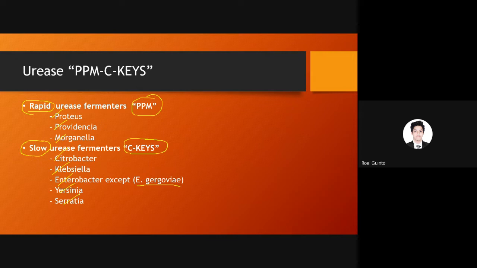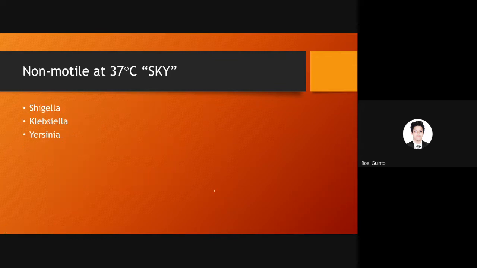But guys, if the board exam asks which of the following microorganisms can ferment urease, it does not say whether rapid or slow. So all of those microorganisms can ferment urease. Remember, PPM SIKIS can ferment urease. Remember, don't get confused. Next, what microorganisms are non-motile at 37 degrees Celsius? We have SKY: Shigella, Klebsiella, and Yersinia. Remember.